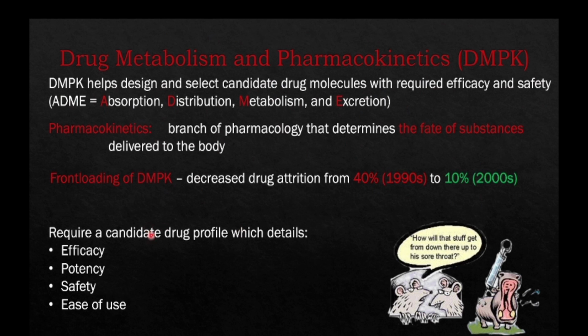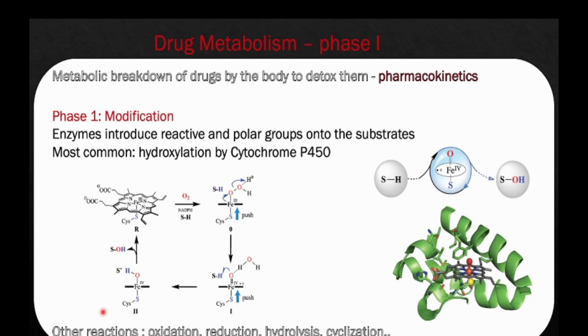Now it requires a candidate drug profile which details information about the efficacy, the potency, the safety, and the ease of use. Drug metabolism, the metabolic breakdown of drugs by the body to detox them, is known as pharmacokinetics. And there are different phases.